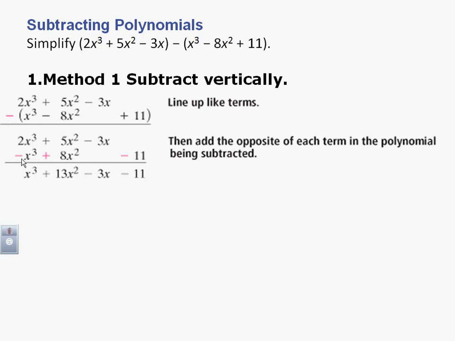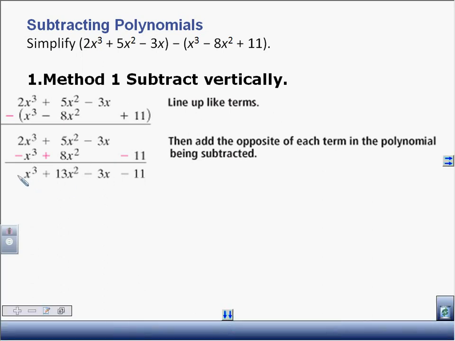So this becomes negative x cubed. A negative times a negative makes a positive. There's 0 here, so you don't have to do anything. A negative times 11 makes negative 11. And then you just add. So 2x cubed plus negative x cubed makes 1x cubed. There's a 1 in front, but they don't show it.